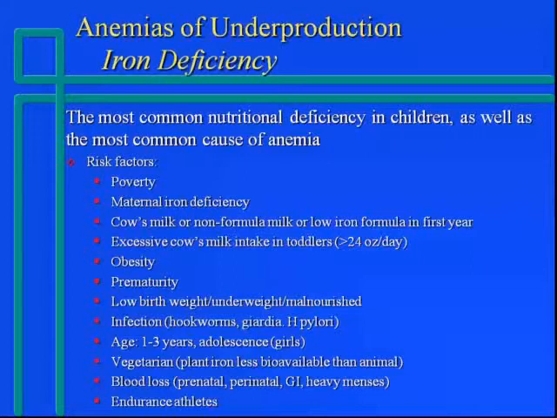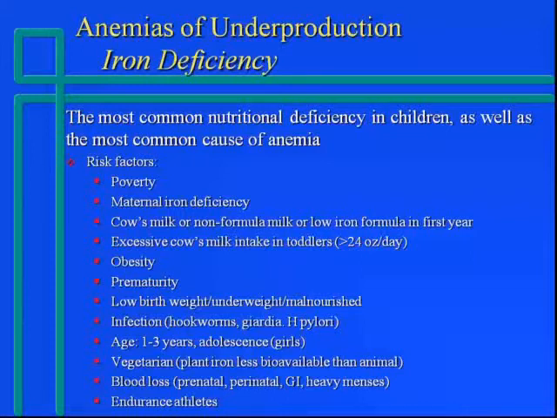underweight, or malnourished. Infections, in particular with hookworms, with Giardia or H. pylori infection, all of which can lead to GI blood loss and subsequent iron deficiency because of chronic bleeding. The ages that are at highest risk for iron deficiency are the 1 to 3 year olds, and then again adolescents, and in particular adolescent girls because of menstrual blood losses.